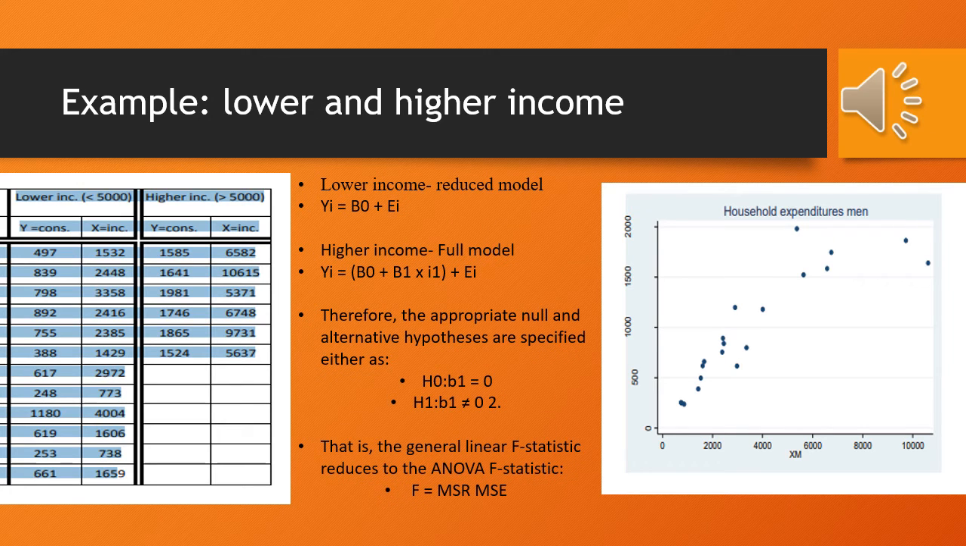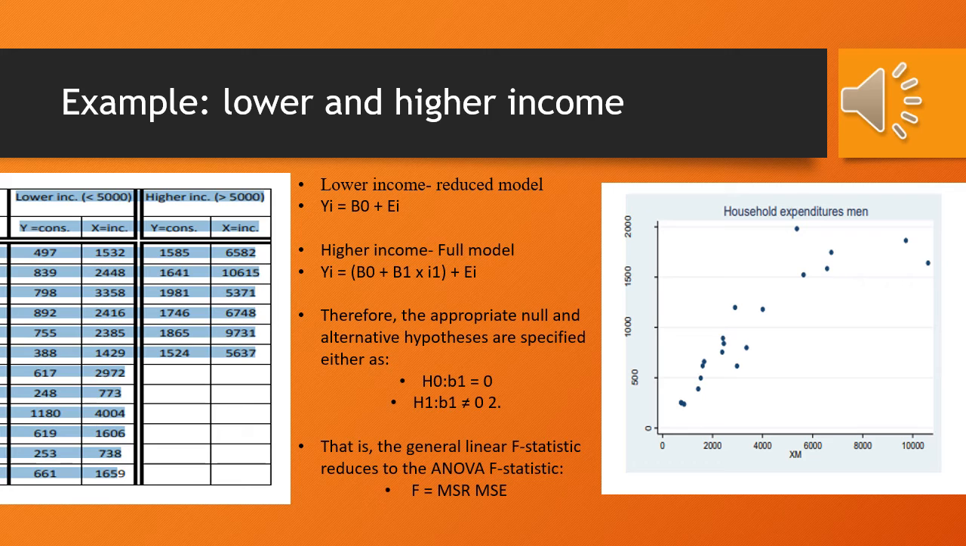An example of the F-test in a linear regression model can include lower and higher income. In the diagram on the left, we can see the lower income and the higher income, along with the Y's and the X's. This is then interpreted, in the right diagram, as a scatter plot, which shows household expenditures by income.